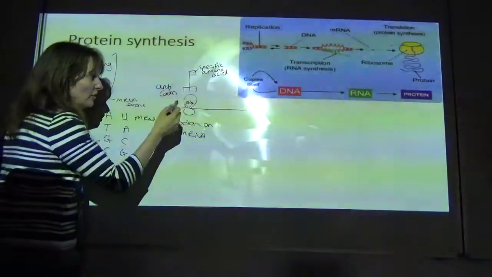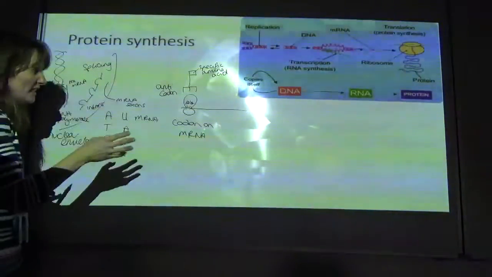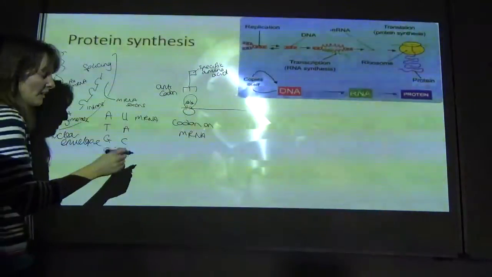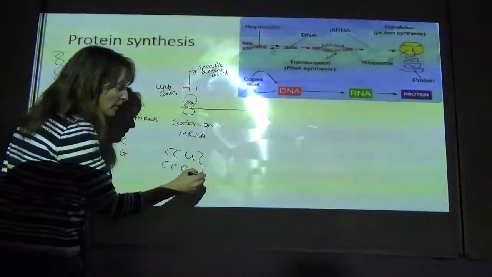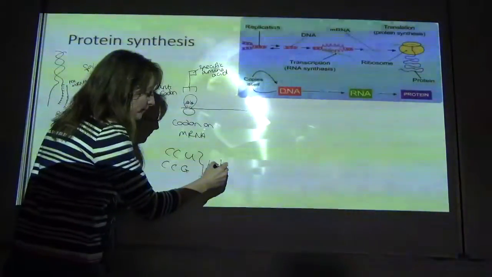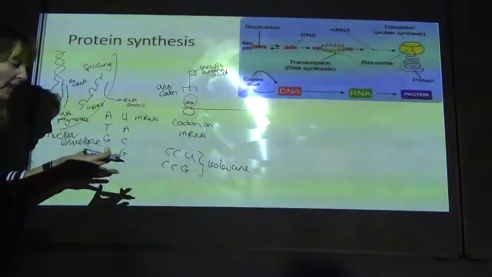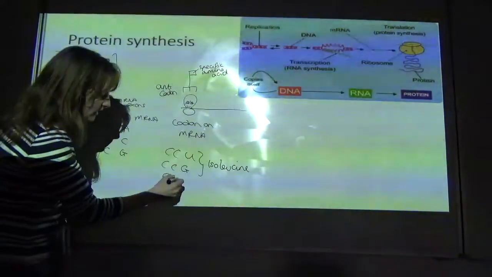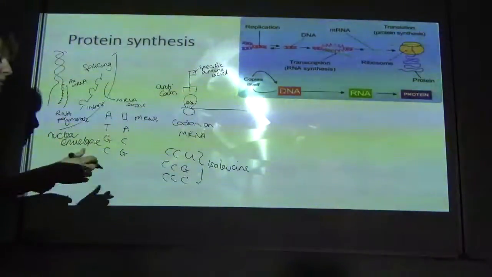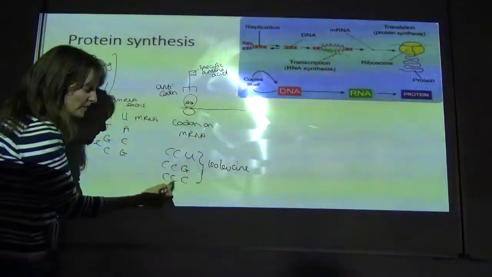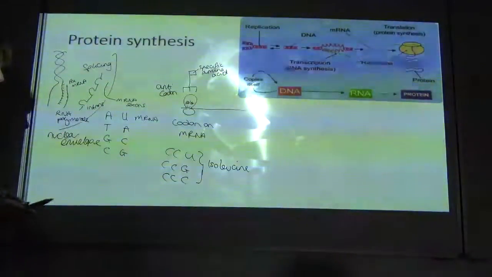Now, because of the nature of the code, there are actually 20 amino acids, but about 64 different codes. So we say that the code for amino acids is degenerate. That means that if you have CCU and CCG, they might both code for the same amino acid, isoleucine, for example. You might even have 4 different codons all coding for isoleucine. It depends on the amino acid, but we say it's degenerate because the first 2 bases must be the same, but the last one can be slightly different, and you still get the same amino acid being coded for.